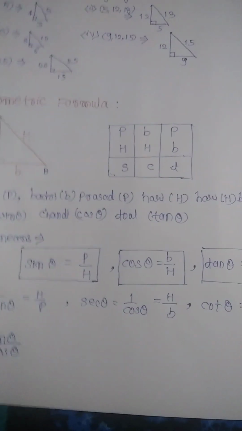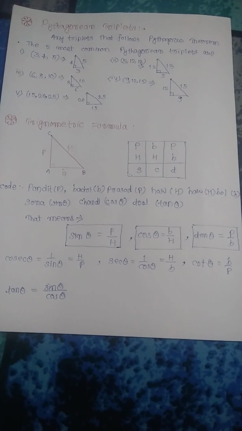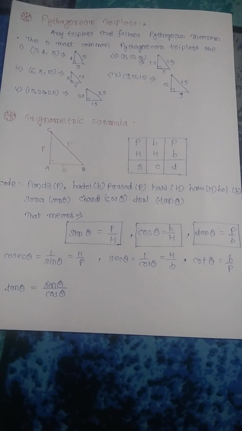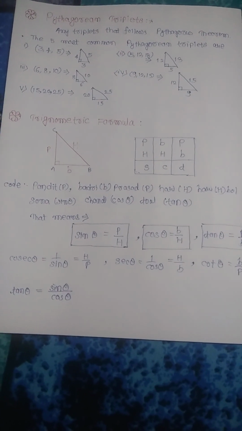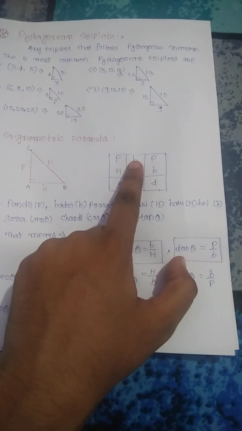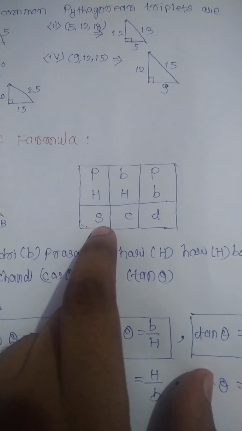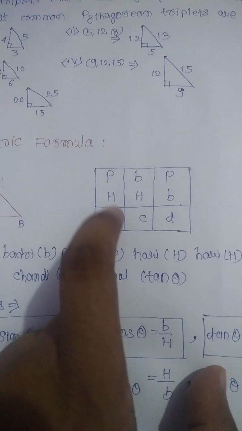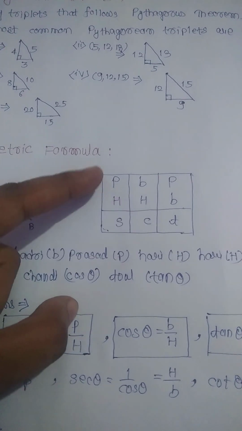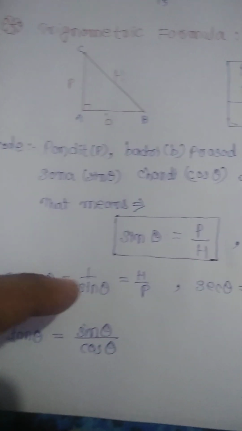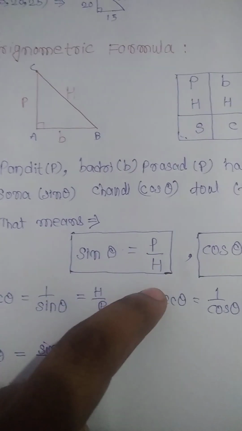Here we have a code phrase to remember this concept: Pandit Badri Prasad Hari Hari Bol Sona Chandi Tol. So what does that mean? Let's look at Pandit Badri Prasad Hari Bol Sona Chandi Tol. Sona means sine theta. Sine theta can be written as P by H, perpendicular upon hypotenuse. There we have written sine theta is equal to perpendicular upon hypotenuse.